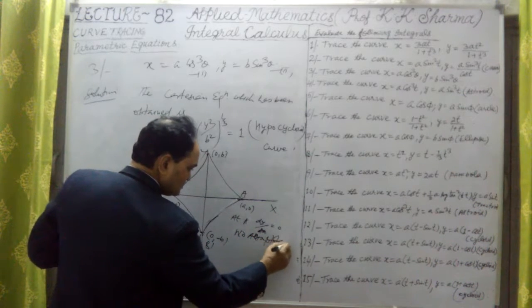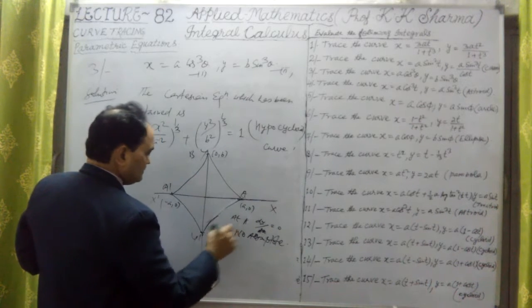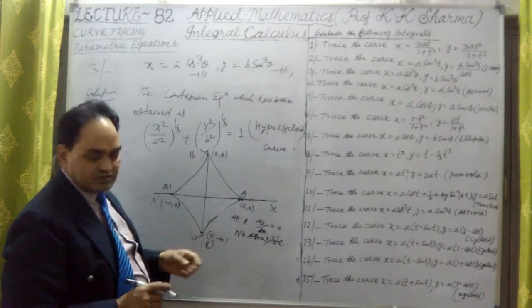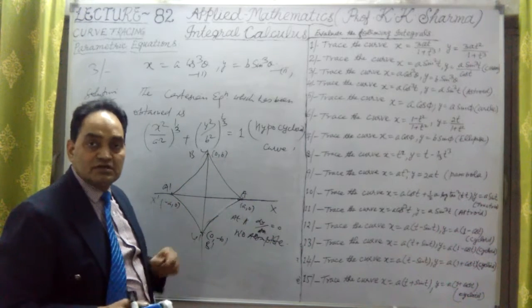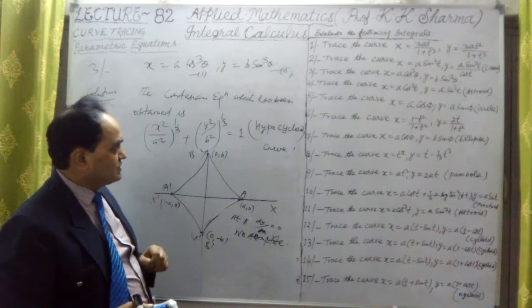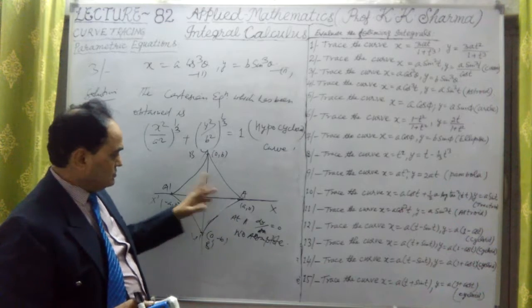Asymptotes will not lie here. No asymptotes, because the curve is a closed curve. It is not meeting the axis at infinity or any line at infinity. So the curve is of this kind. This is the hypocycloid curve, and this is the shape of the curve.